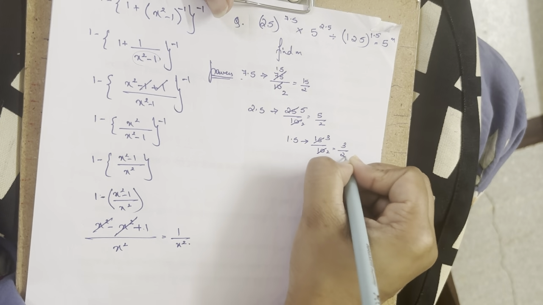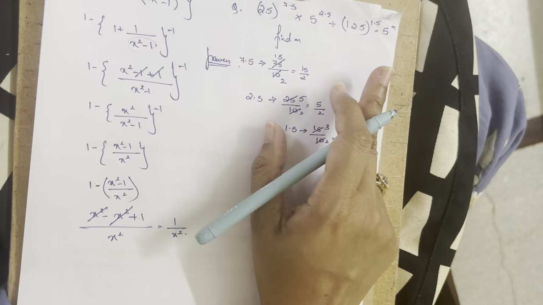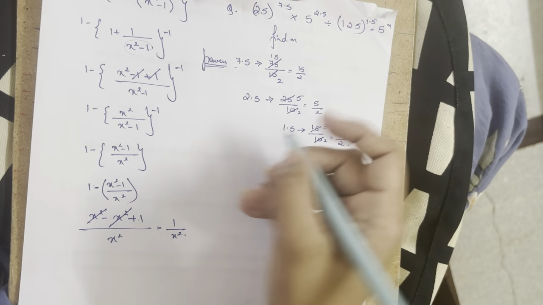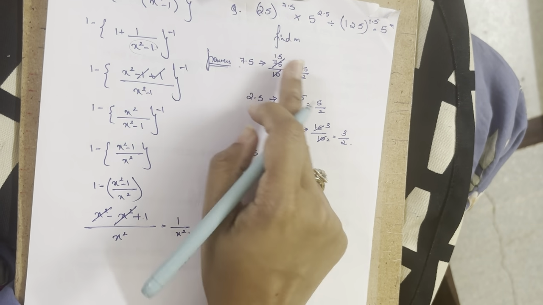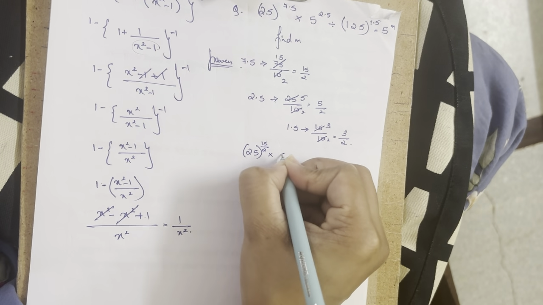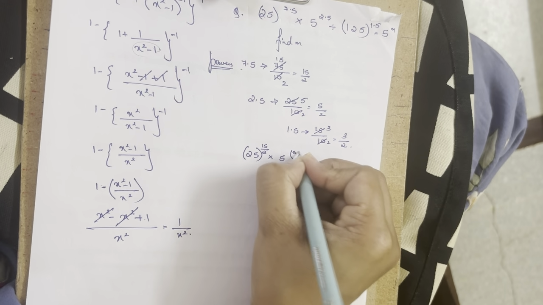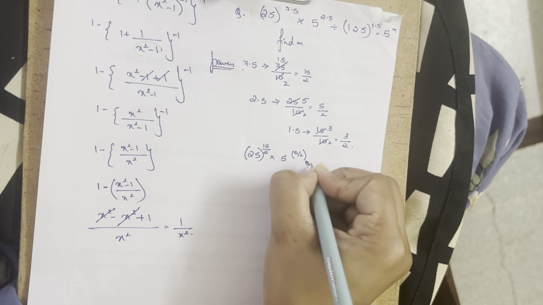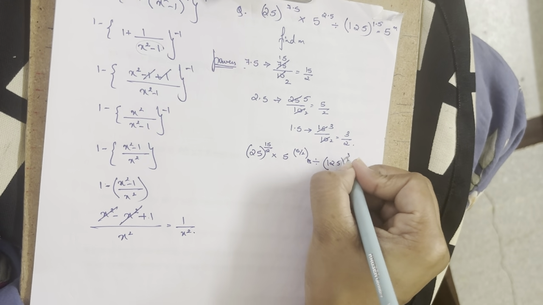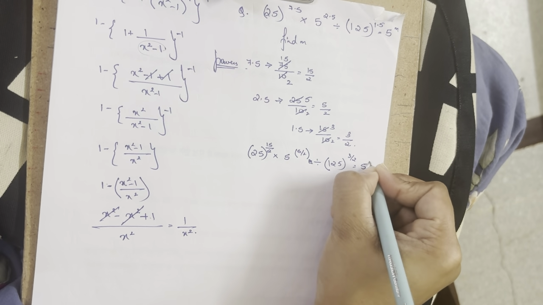So 3 by 2 is what you get. Now let's write them in here. Okay, now let's rewrite the statement in here. So 25 to the power 15 by 2 into 5 to the power 5 by 2 divided by 125 to the power 3 by 2 is equal to 5 to the power m.